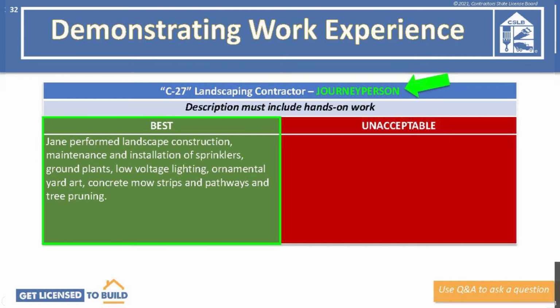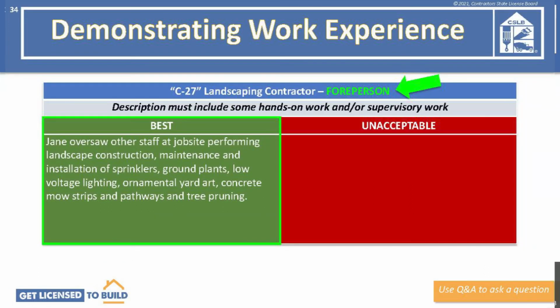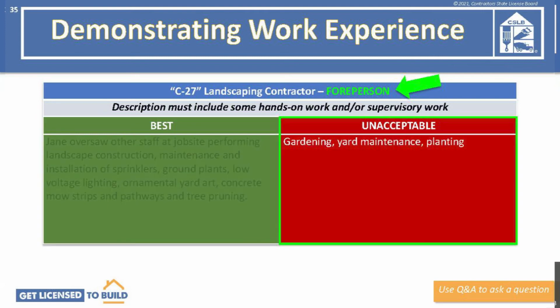Gardening, yard maintenance, planting. For a C27 landscaping contractor, the best work experience description for a foreperson would be something like this. Jane oversaw other staff at job site performing landscape construction, maintenance and installation of sprinklers, ground plants, low voltage lighting, ornamental yard art, concrete mill strips, and pathways and tree pruning. Something unacceptable would be something like this. Gardening, yard maintenance, and planting.